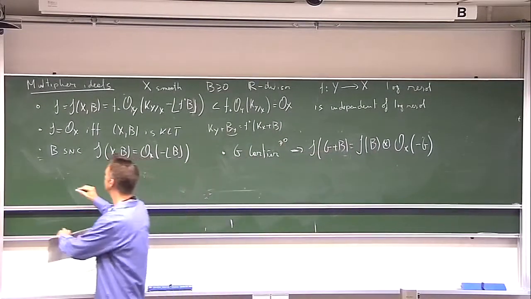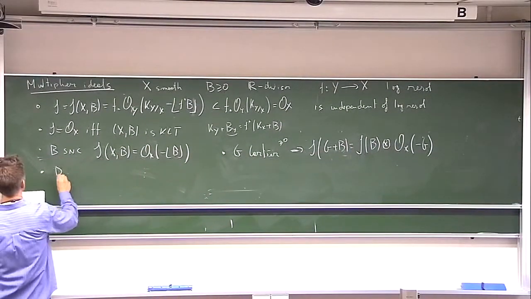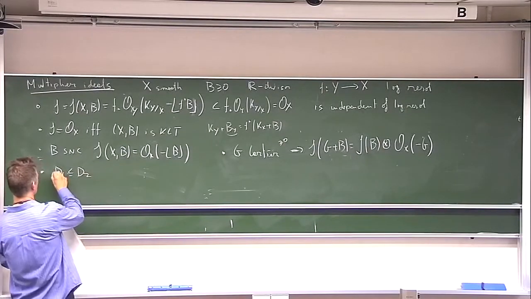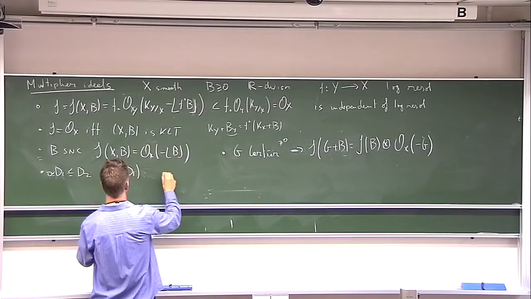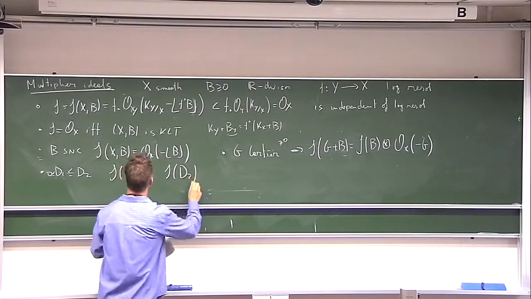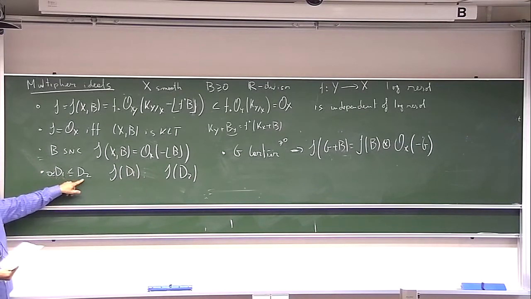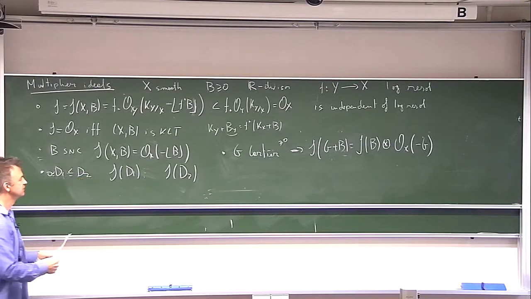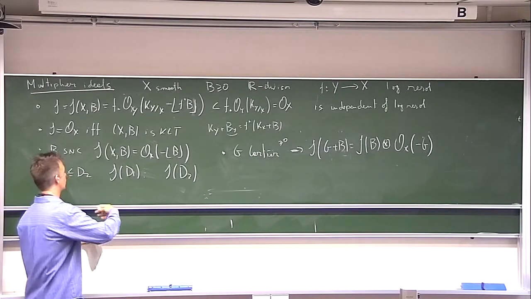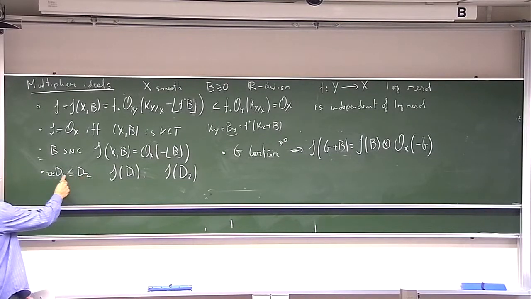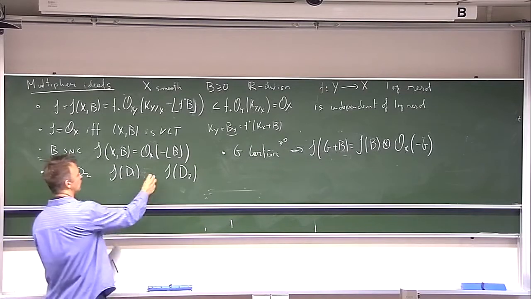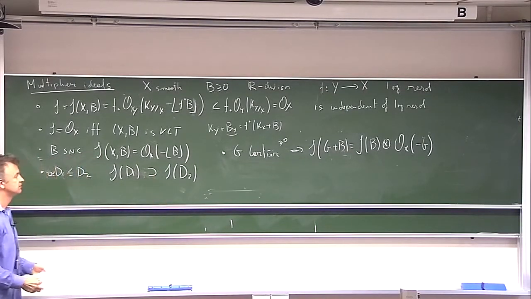Another triviality is that if D1 is less or equal to D2, of course effective, then the multiplier ideal sheaf of D1 is, well, which way should it go? So let's see. Which one of these two will have worse singularities? The bigger divisor corresponds to worse singularities. So it could happen that this one is KLT and this is not KLT. So this will have non-trivial ideal and this will have trivial, meaning equal to O. So the inclusion has to go this way. So deeper ideals correspond to worse singularities.